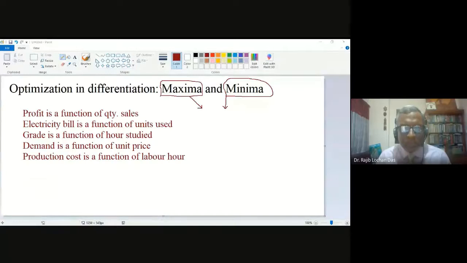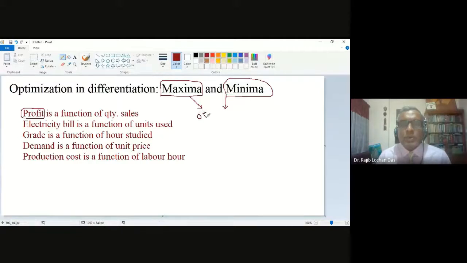Say, for example, the first one, the profit is a function of quantity sales. In that case, every person will think, I want to maximize the profit. That means we actually look for the maximum value of profit, isn't it? So this is the maximum value of the function.